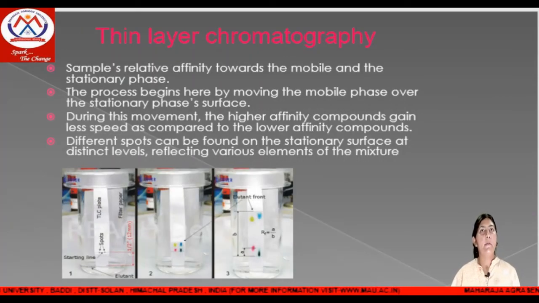Now we will talk about thin layer chromatography. In this, the sample's relative affinity towards the mobile and the stationary phase is the basis of separation. The process begins by moving the mobile phase over the stationary phase surface. During this movement, the higher affinity compound gains less speed as compared to the lower affinity compound. Different spots can be found on the stationary surface at distinct levels, reflecting various elements of the mixture.